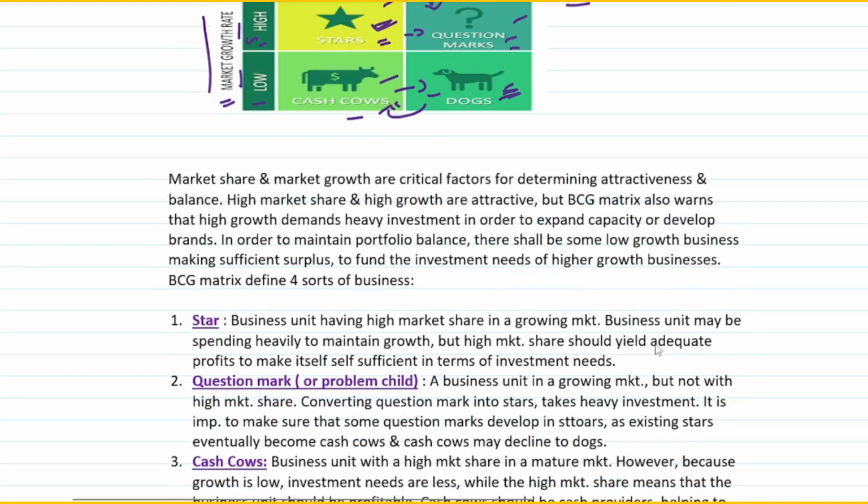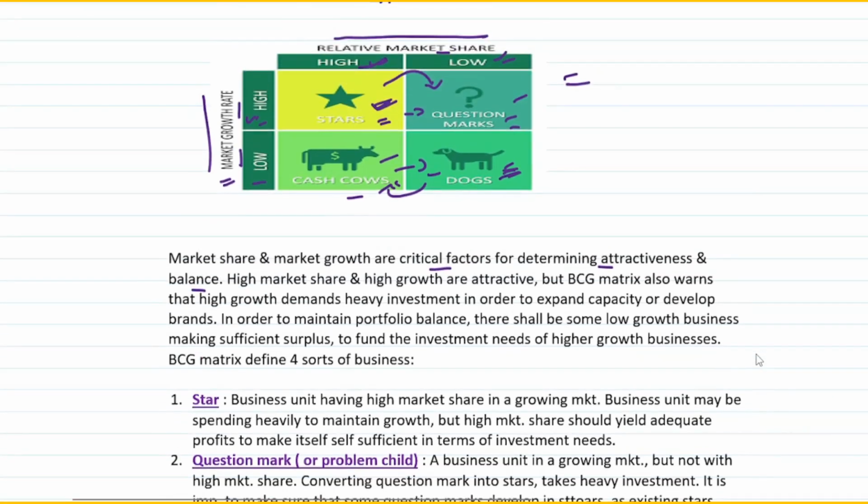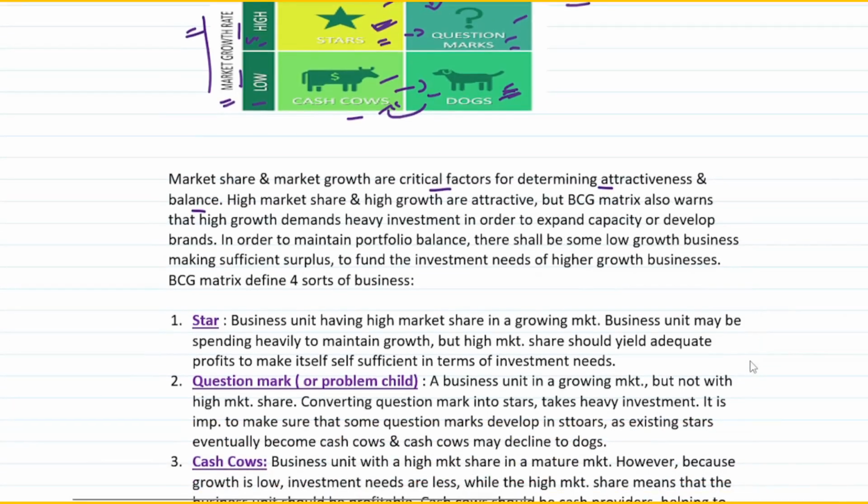Okay, let's try to understand this concept. Market share and market growth are critical factors for determining attractiveness and balance. So this entire matrix is based on only two things: market share and market growth. These are critical factors for determining attractiveness and balance, and that's the idea of having this BCG.